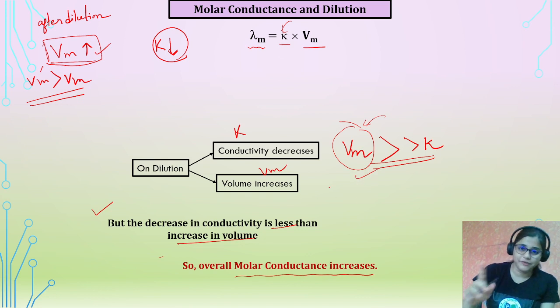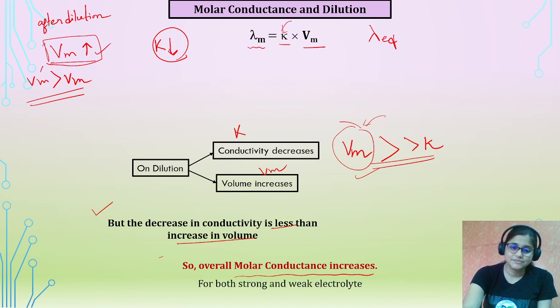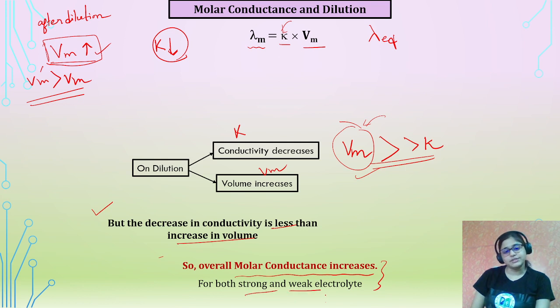Fine, that was very interesting, right? And the same will be true for lambda equivalent also, meaning equivalent conductance. And it is true for both strong and weak electrolytes. Both strong and weak electrolytes show the same thing.